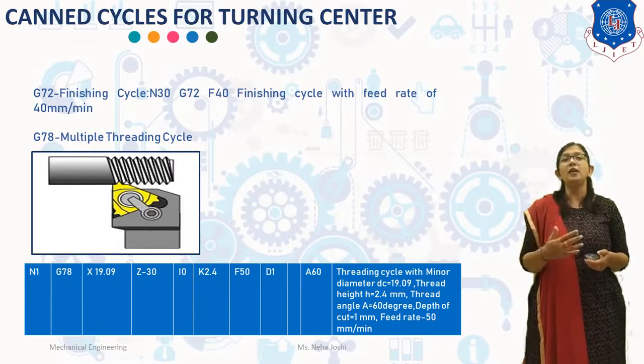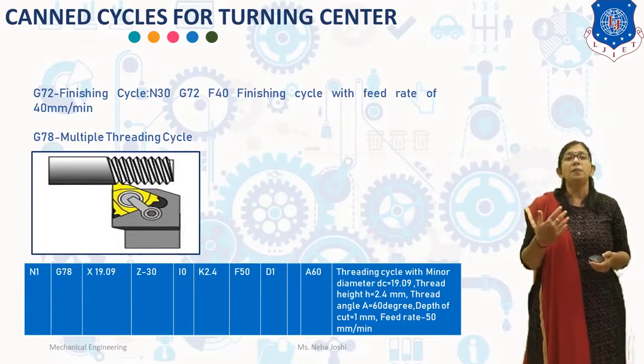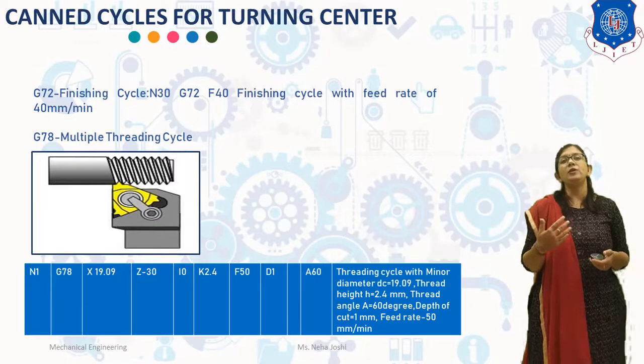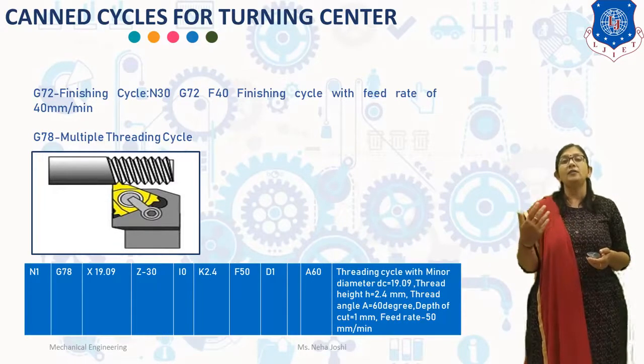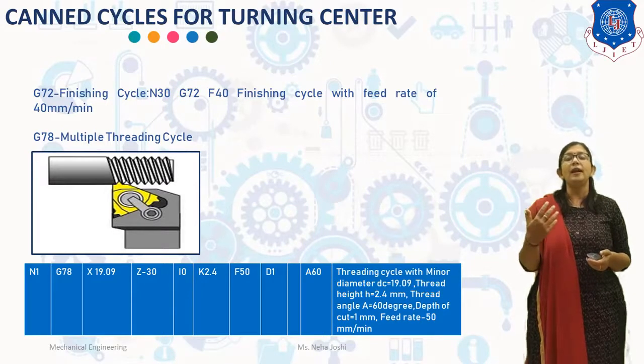Now you can see here the steps for G78. Okay. Suppose the minor diameter of the bar is 19.09256 and the thread height is 2.4572 mm. Thread angle is 60 degrees. Depth of cut is 1 mm.